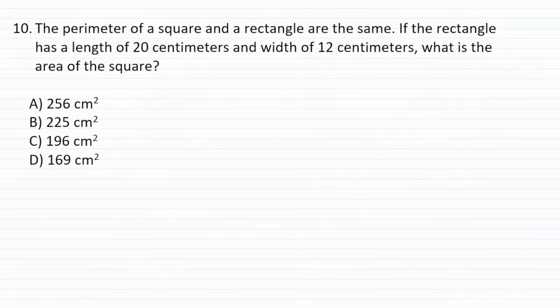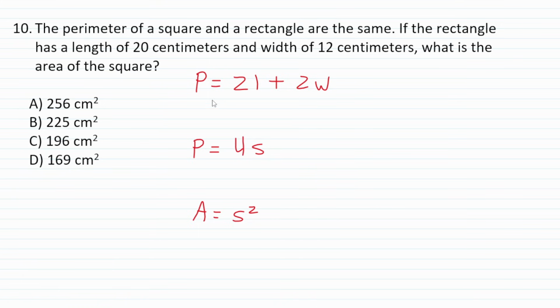Number 10 says the perimeter of a square and a rectangle are the same if the rectangle has a length of 20 centimeters and a width of 12 centimeters. What is the area of a square? So for this one, we're going to need three formulas. We're going to need the formula to find the perimeter of a rectangle. That's 2 times its length plus 2 times its width. You have to know that for this test. We're going to need the formula to find the perimeter of a square. That's going to be 4 times its side length, that is 4s, and the area of a square, which is area equals its side length squared.